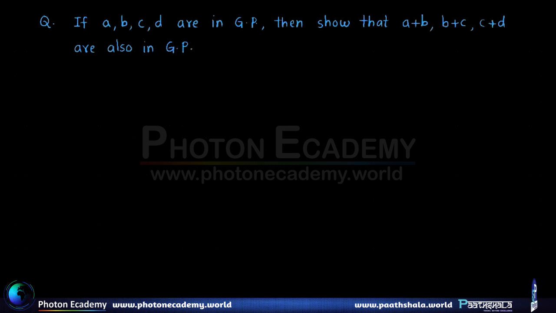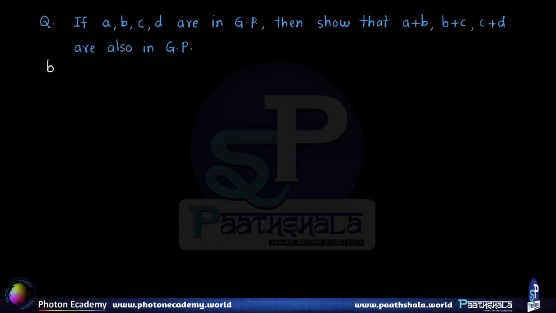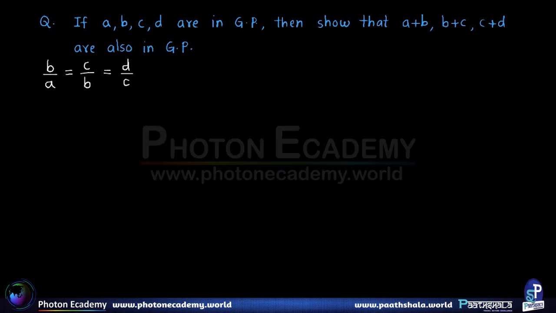terms is constant. So if the four terms A, B, C and D are given to be in GP, we can definitely write the ratio of B by A to be the same as the ratio of C by B, which in turn is equal to the ratio D by C. Now for the sake of simplicity, we can assume each ratio to be equal to some constant K. Alright, so this gives us B equal to A into K by cross multiplication.